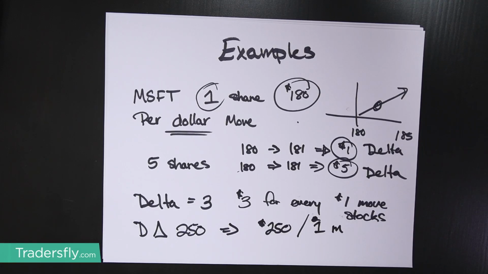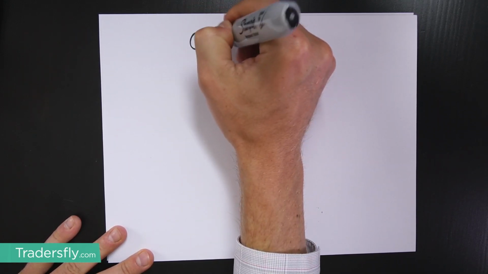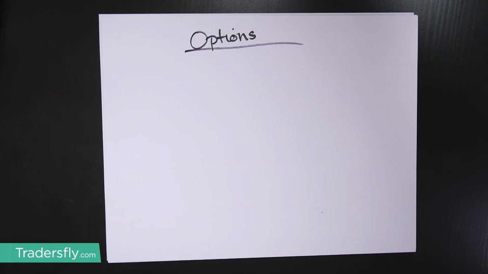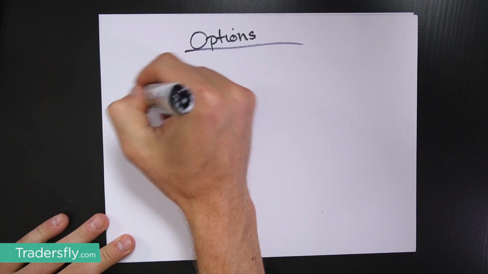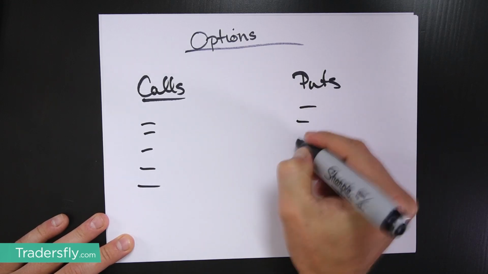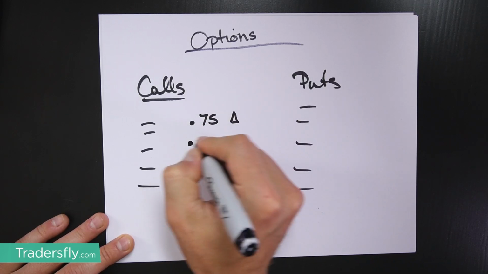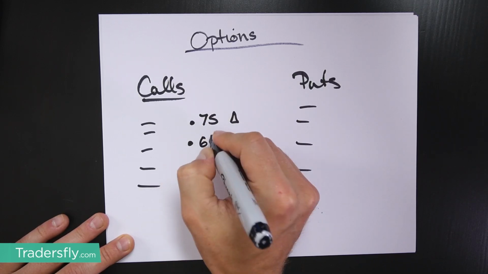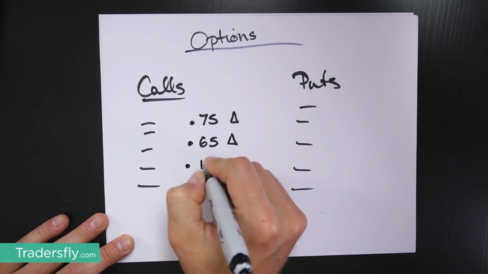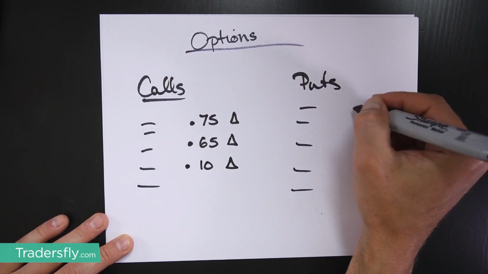Options, if you want to look at it in options, it's no different. What is the option worth or valued at? You might say, hey, he's doing stocks. Well, options are no different. The only difference with options is that options have their own delta. So you've got calls and you've got puts. Certain calls are going to be, let's say, 0.75 delta. Others might be 0.65 delta. Some might be 0.10 delta. There are going to be different values there.